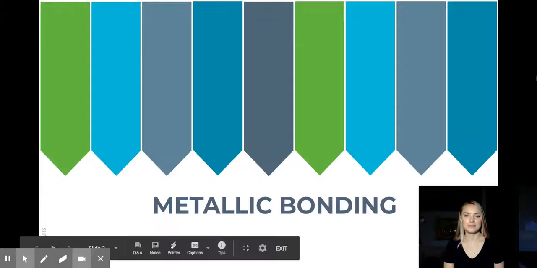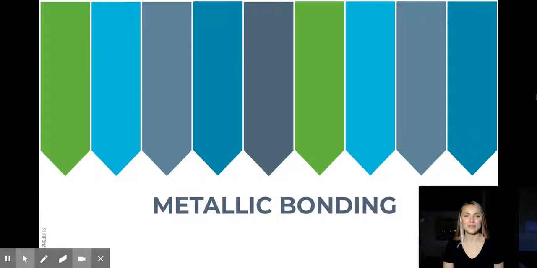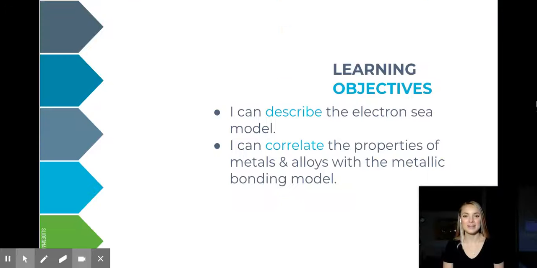Today, we're going to be talking about metallic bonding. And our learning objectives are, I can describe the electron sea model, and I can correlate the properties of metals and alloys with the metallic bonding model.